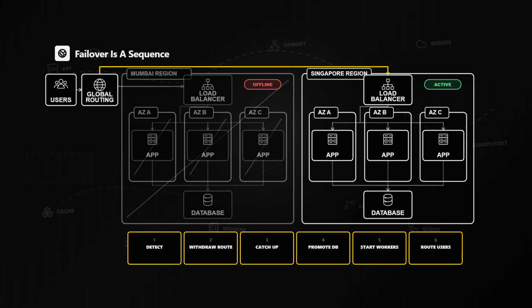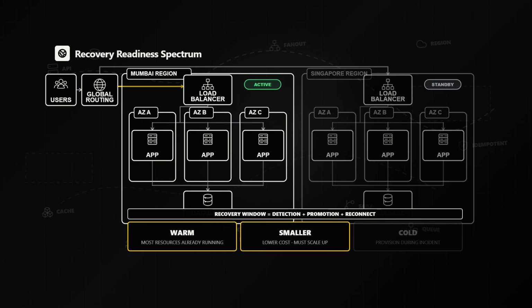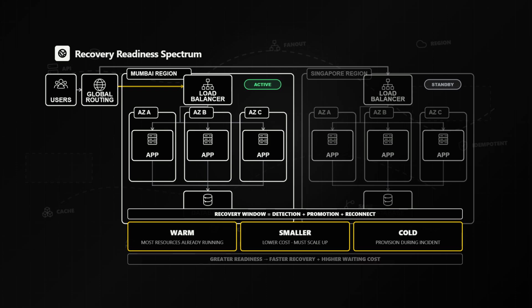Active-passive is simpler than active-active, but promotion still requires an ordered sequence. That sequence creates a recovery window. Detection takes time, promotion takes time, and clients may need to reconnect. A warm standby recovers quickly because most resources are already running. A smaller standby costs less, but may need to scale before accepting the full workload. A cold standby costs even less, but provisioning during an incident makes recovery slower and less predictable. Active-passive is a spectrum. Greater readiness means faster recovery and higher waiting cost.